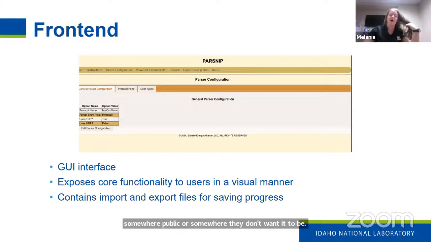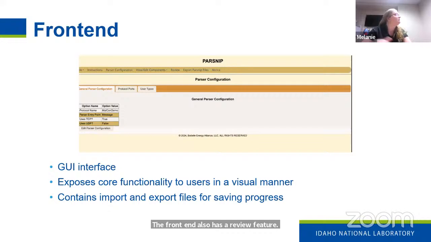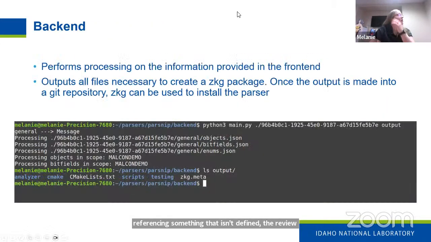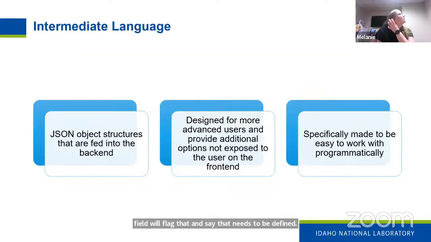The front end also has a review feature that manages and checks on if there's anything worth noting. For example, if you're referencing something that isn't defined, the review field will flag that and say that needs to be defined. The second part is the intermediate language.